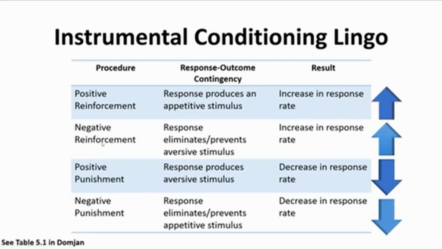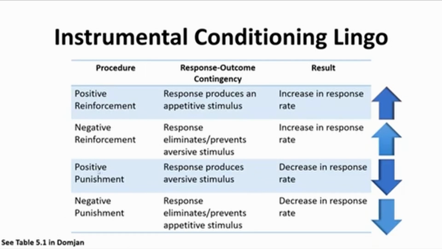For negative reinforcement, our behavioral response will eliminate or prevent some aversive stimulus, or it's going to remove something bad. And as a result, we're going to see an increase in the likelihood of that response being produced. So because we are taking away a stimulus, that's the negative part, and it's leading to an increase in the likelihood of that behavior occurring, it's reinforcement. So negative reinforcement is we remove something bad to increase the likelihood of that behavior occurring.